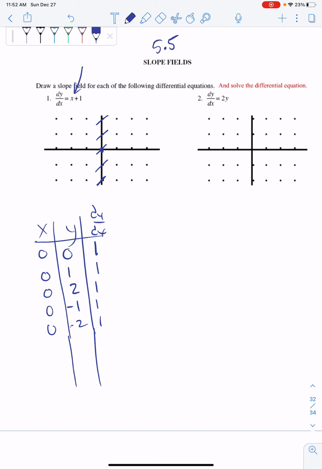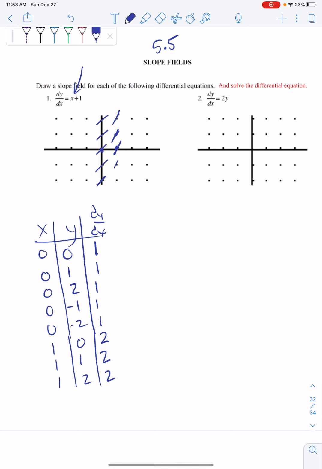So let's pick a different x. Let's look at this point right here. Let's go when x is 1 and let's say y is 0. When I plug that in, 1 plus 1 is 2. So my slope right there is 2. So it's going to look a little bit more like this. At 1, 1, my slope is also 2. At 1, 2, my slope is also 2.